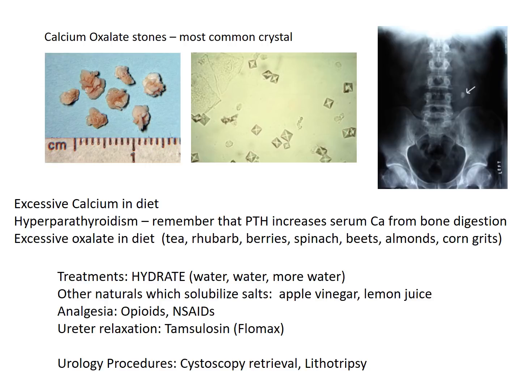All right, managing the stone. Hydrate, hydrate, hydrate, right? The more hydration, the less concentrated the urine, the less ability for those stones to precipitate. So you want to solubilize them in as much water as you can. Sometimes other things will help solubilize these crystals. So you hear about people drinking a shot of apple vinegar once a day, or putting apple vinegar in lemon, pure straight lemon juice in water. That might help. That certainly may help solubilize some of these crystals and prevent it.